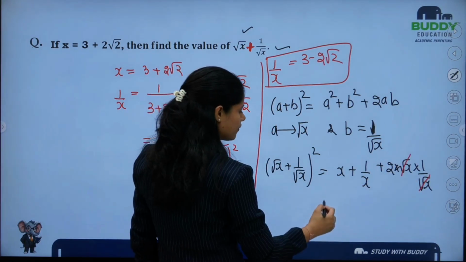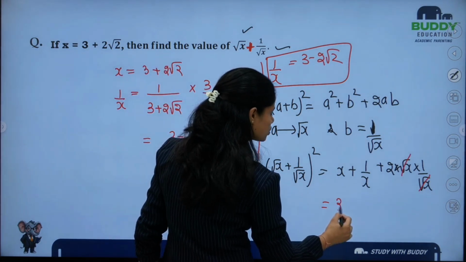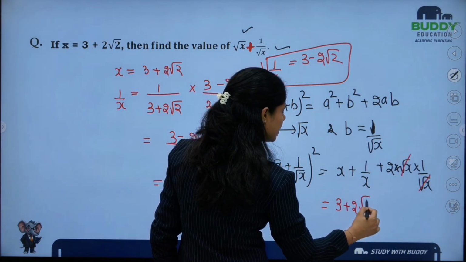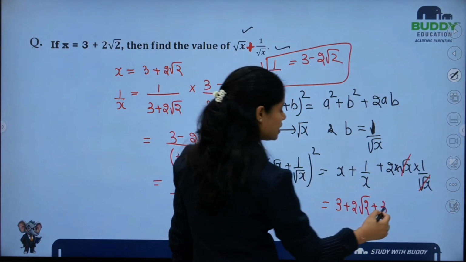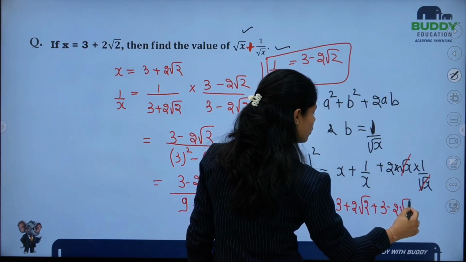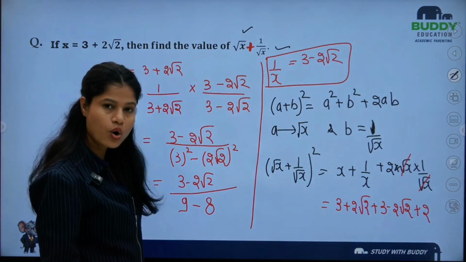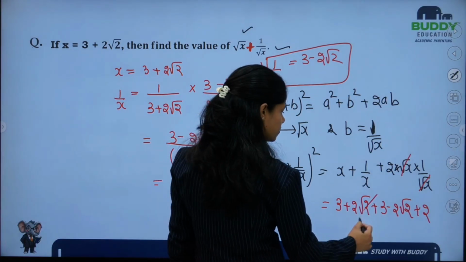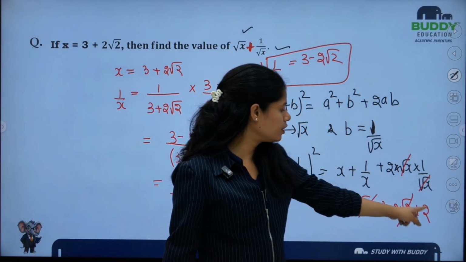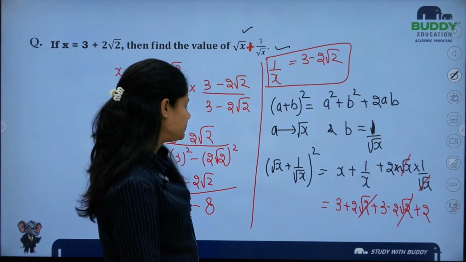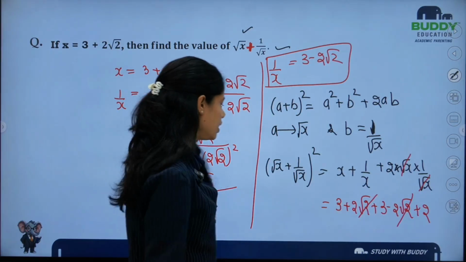All right, now the value of x is 3 plus 2 root 2. So we will just write the value of x, and the value of 1 by x is 3 minus 2 root 2, and then the last thing is 2. Okay, let's see what all things can be calculated. So this will be cut down. So 3 and 3, 6, and plus 2 is 8, right? 3 and 3 is 6 and 2 is 8.